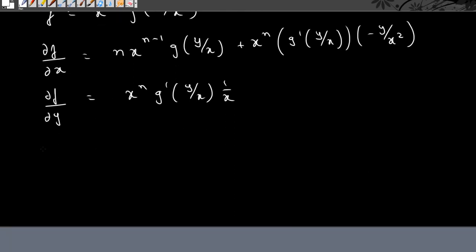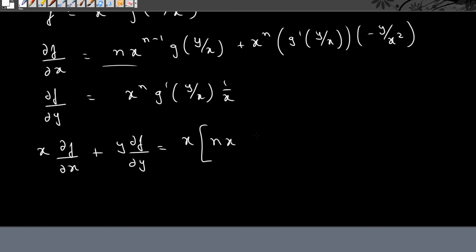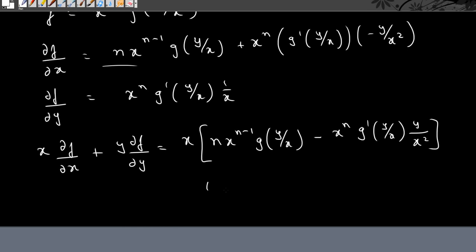Okay, then if we evaluate this particular expression, what are we going to get? So by just substitution, we will get x times, substituting these parts, n times x power n minus 1 g of y by x, minus x power n g dash of y by x into y by x square, plus y times x power n g dash of y by x into 1 by x, right?